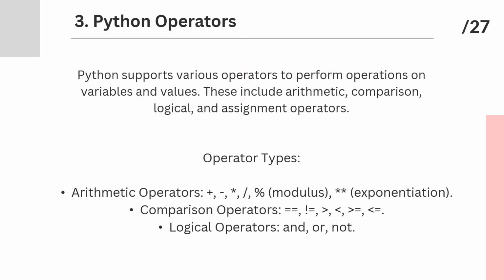Python operators. Python supports various operators to perform operations on variables and values. These include arithmetic, comparison, logical, and assignment operators. Arithmetic operations are addition, subtraction, multiplication, division, modulus, and exponentiation. Then comparison operators, which are equal to, not equal to, less than, less than or equal to, and so on. And then logical operators, which are and, or, not.